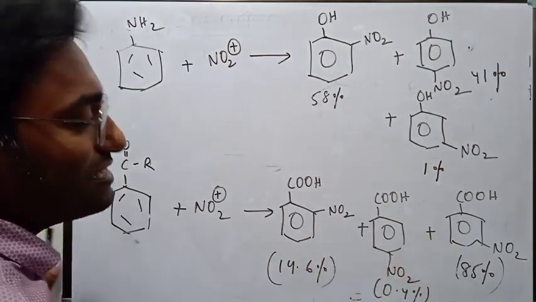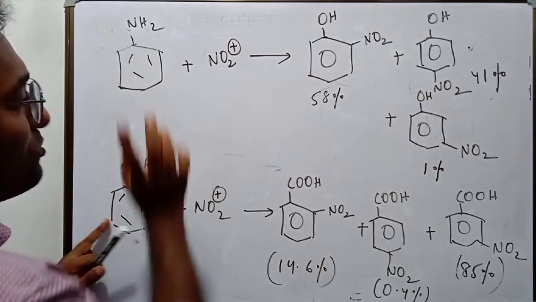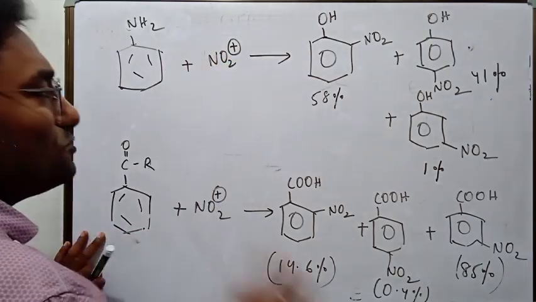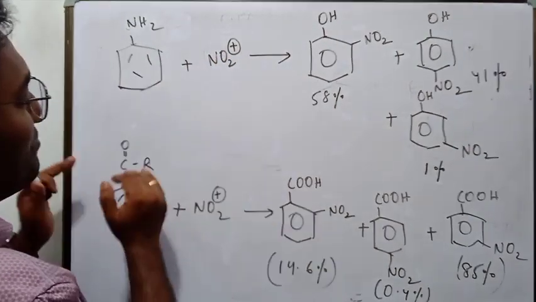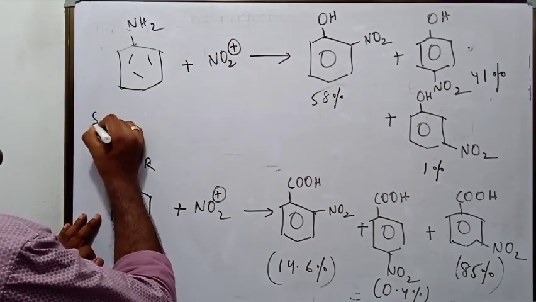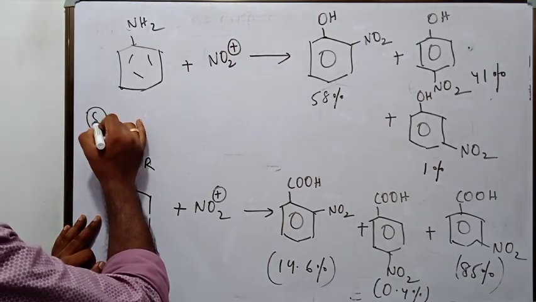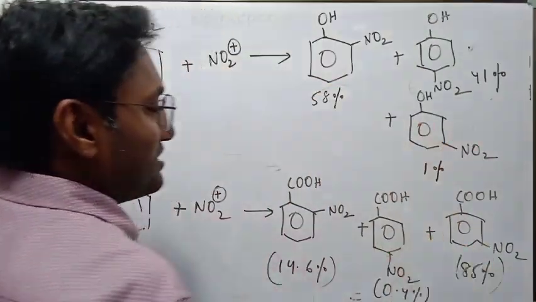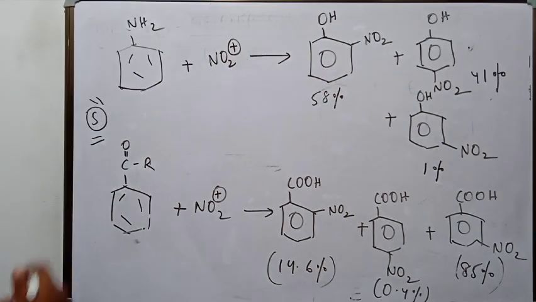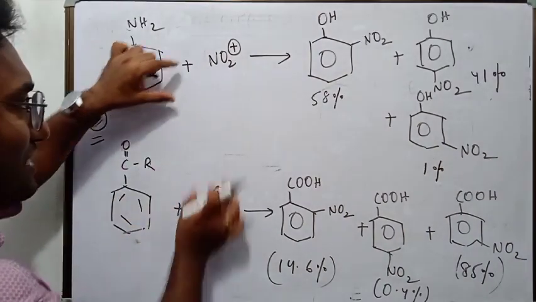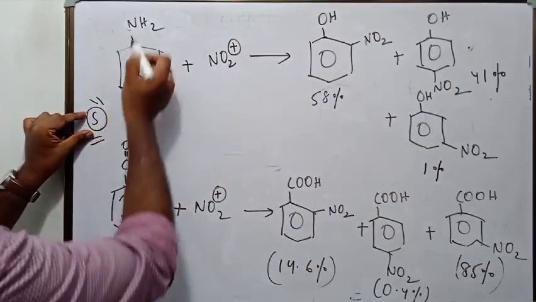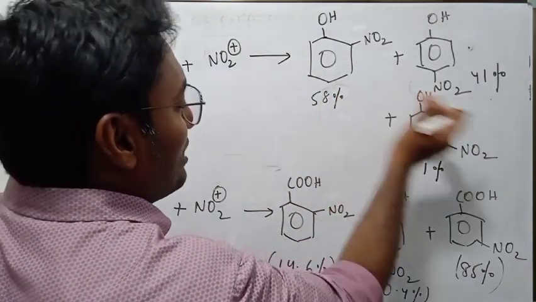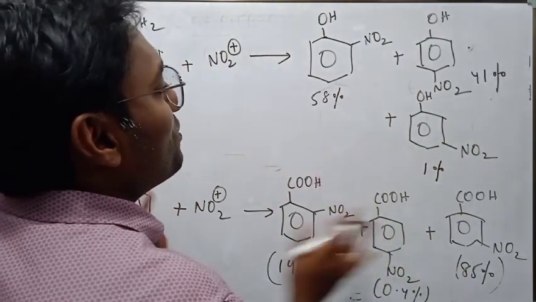Has anything changed here? Is the benzene ring the same for both? Yes, the benzene ring is the same for both. Is the electrophile the same for both? Yes, the electrophile is also the same for both. Then what is the only difference? The difference is in the primary substituent, that is S. And as the primary substituent changes, the major product that forms also changes. I hope I am clear. Everything else is the same. Only the difference is S. As S changes, the major product that will be formed also changes.